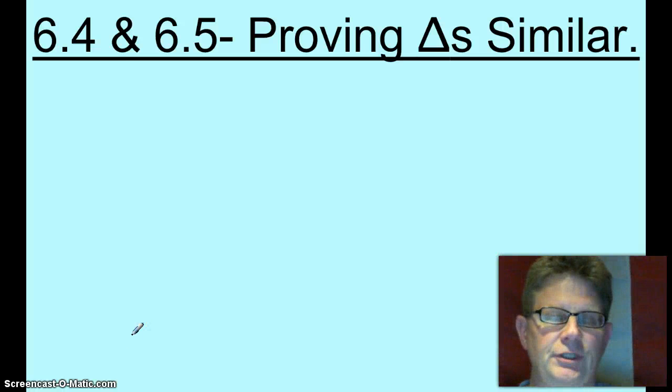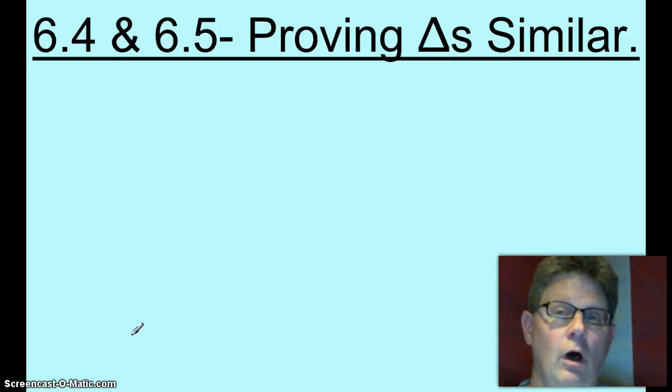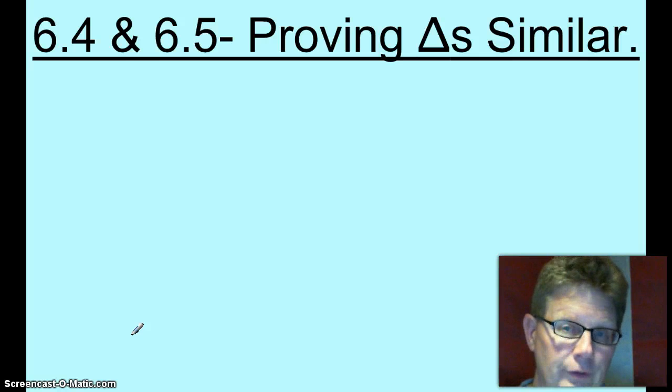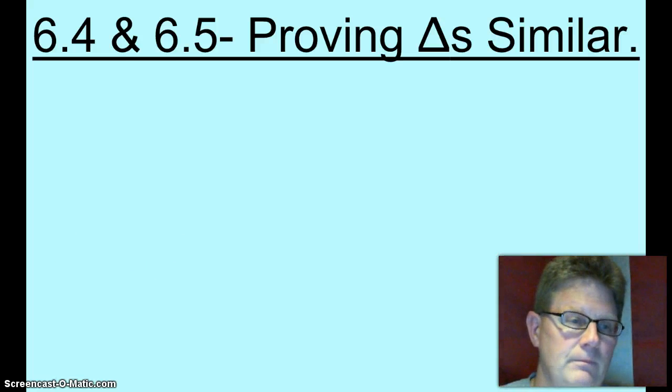Welcome to Honors Geometry Lessons 6.4 and 6.5, where we prove that triangles are similar. Now we could use the definition of similar, where all the corresponding angles are congruent and all the corresponding sides are proportional, but we're going to come up with a couple of theorems and postulates here that will get the triangles similar using fewer parts. So let's go ahead and get at it right now.